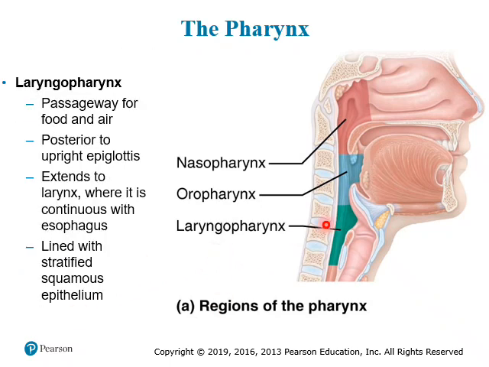And finally, you have your laryngopharynx. It is the passageway for both food and air, and is posterior to the upright epiglottis. That is your epiglottis. It extends down to the larynx where it is continuous with the esophagus. It is lined with stratified squamous epithelium.